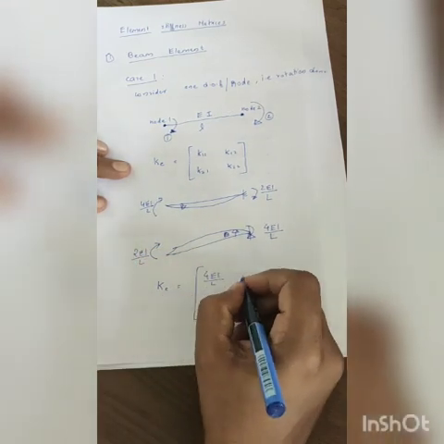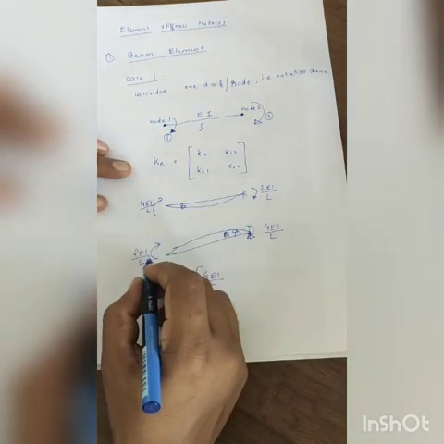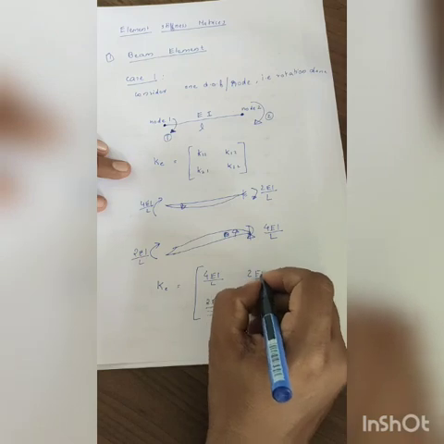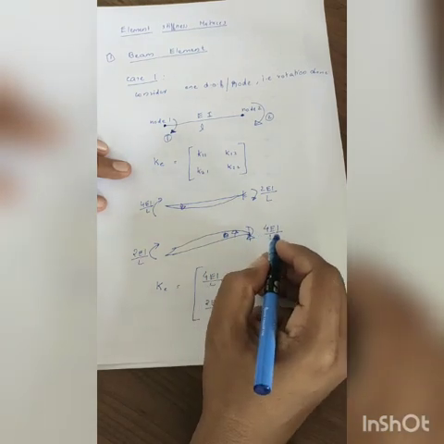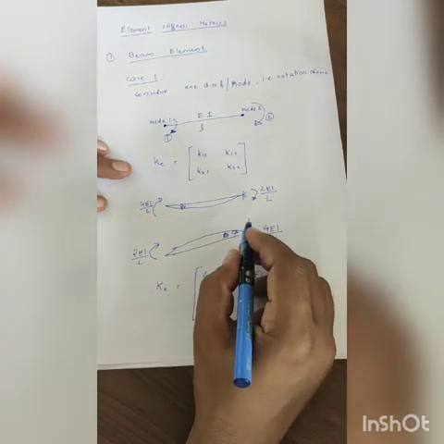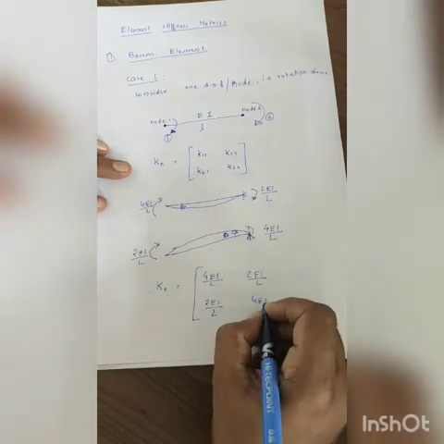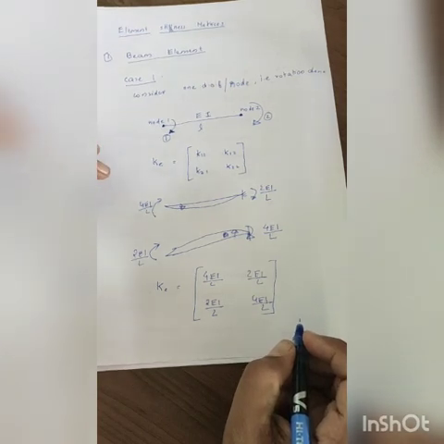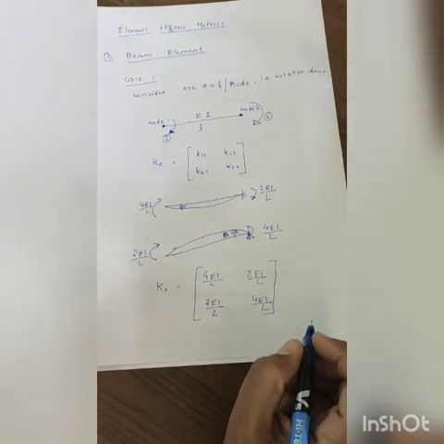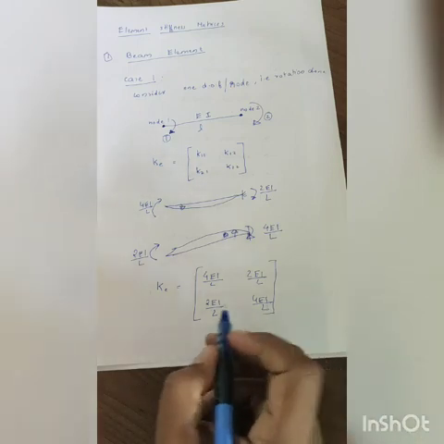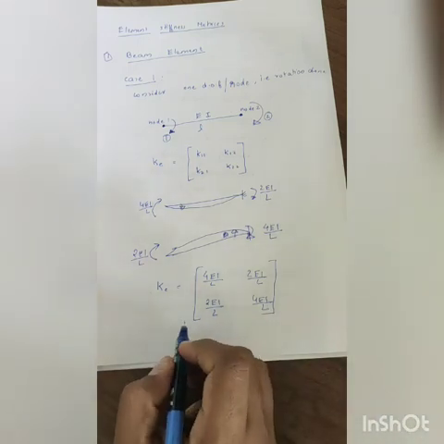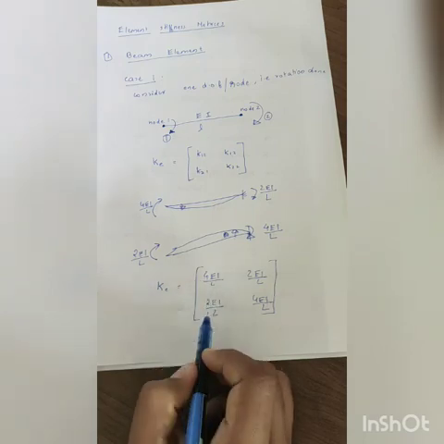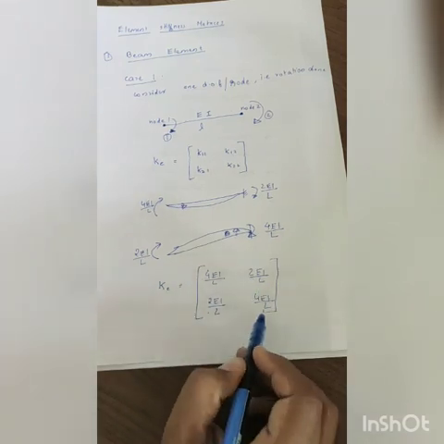So K12, that is the moment at the first ordinate due to a unit rotation at the second ordinate, is 2EI/L, and similarly the moment at the second ordinate due to a unit rotation at the second ordinate is 4EI/L. So the element stiffness matrix of a beam element considering 1 degree of freedom at each node, you can learn by heart: it is a 2 by 2 matrix having 4 elements, and the stiffness influence coefficients are 4EI/L, 2EI/L, 2EI/L and 4EI/L.